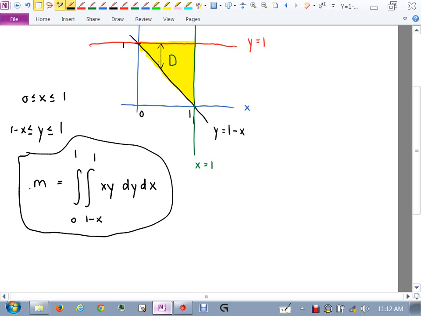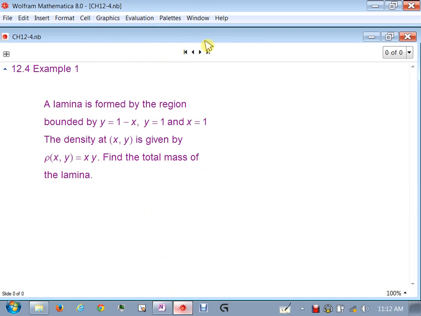If we wanted to know the actual unit, right, for the mass, we would have to be given some information about how the density is measured. So we'll leave it unitless as we always do. All right, let's see what's next on our set of examples.